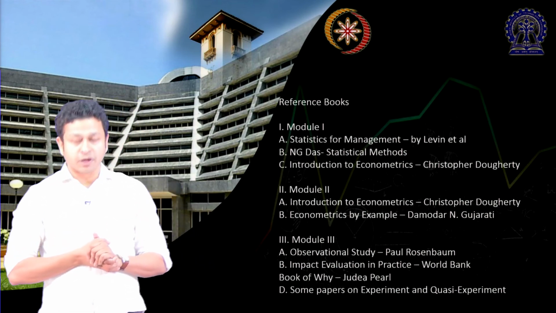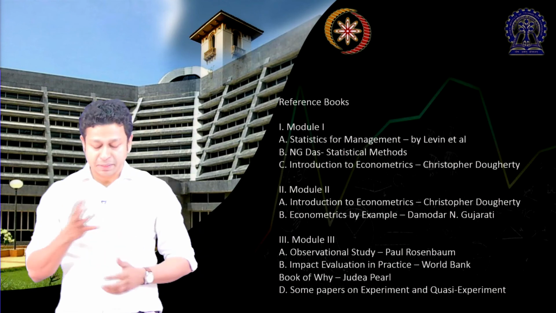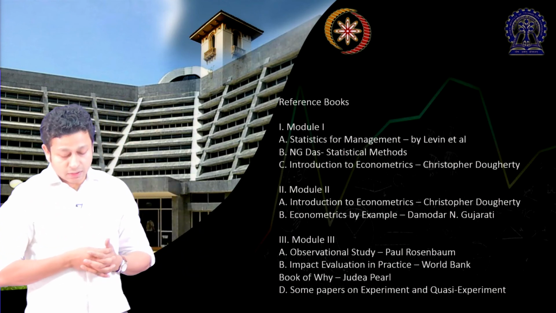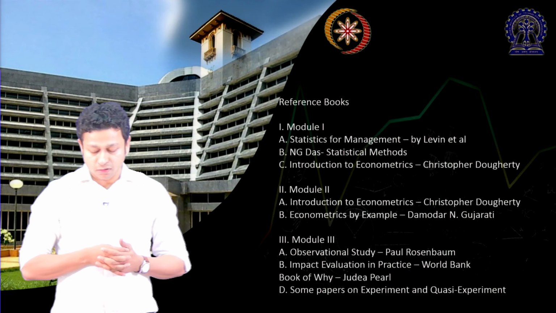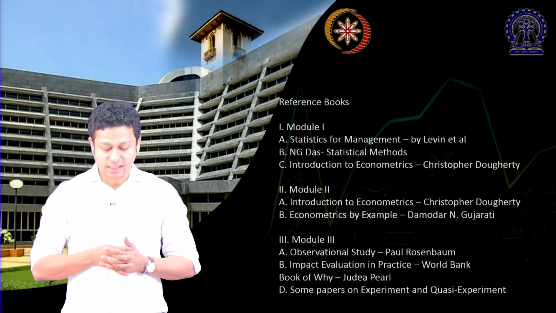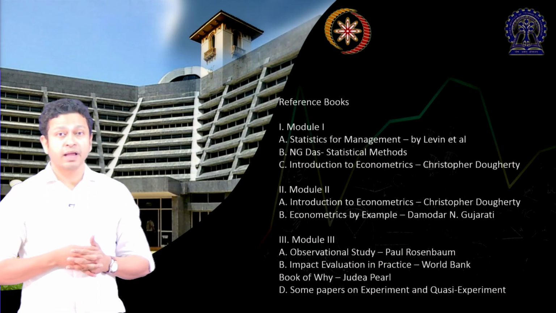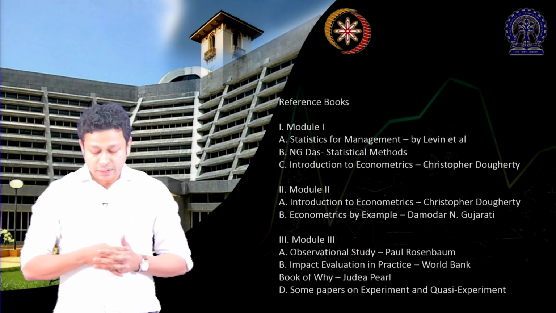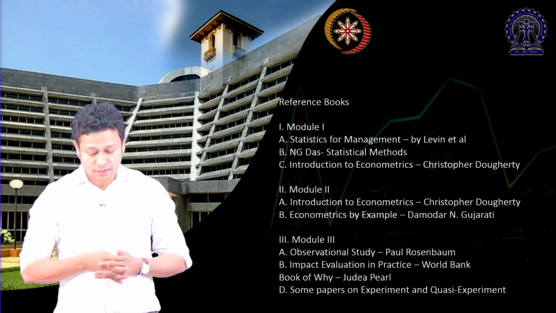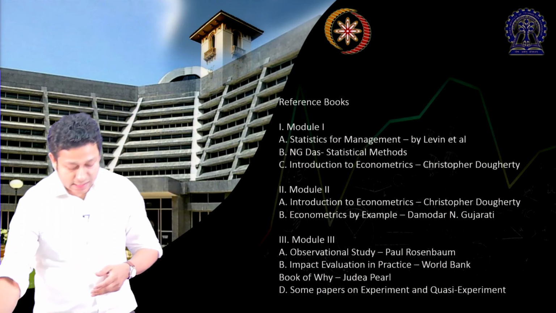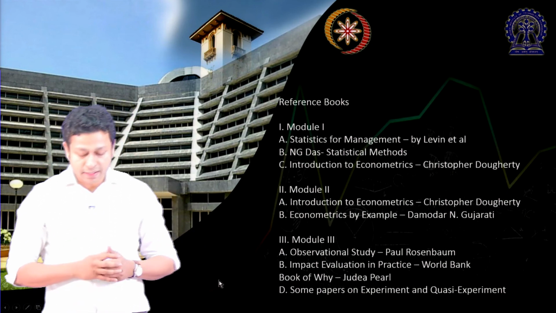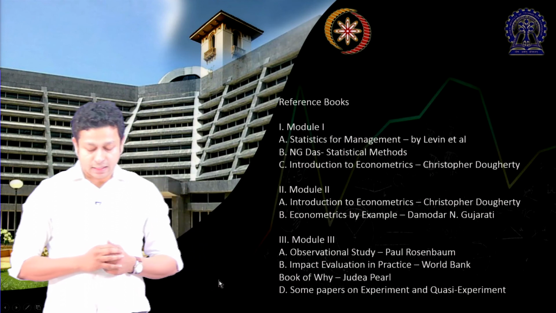Now in the third module, where I'm going to talk about causality and experimental and quasi-experimental research, we will use the book by Paul Rosenbaum, Observational Studies. There is another book, Impact Evaluation in Practice, published by the World Bank. It's freely available. So that book is something that we're also going to use. The third book is The Book of Why by Judea Pearl.